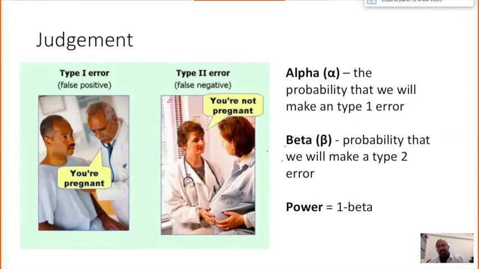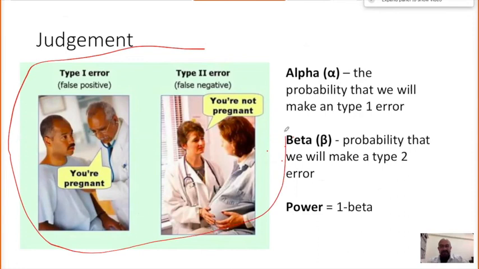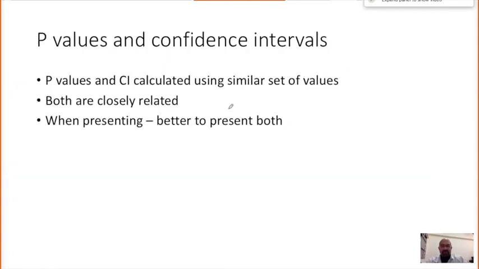So in your mind, if you remember this image that I have projected on screen now, on the left side is the male patient who's being told that he's pregnant, that is the type 1 error. And on the right side, you have the type 2 error. I hope with this image in your mind, you will never make a mistake in what is type 1 error and what is type 2 error.